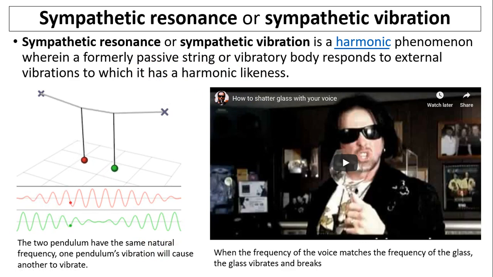Next one is sympathetic resonance or sympathetic vibration. Sympathetic resonance or sympathetic vibration is a harmonic phenomenon wherein a formerly passive string or vibratory body responds to external vibrations to which it has a harmonic likeness, such as this. So here are two pendulums. One vibrating will cause the other to vibrate at the same frequency. That's because both pendulums have the same natural frequency.